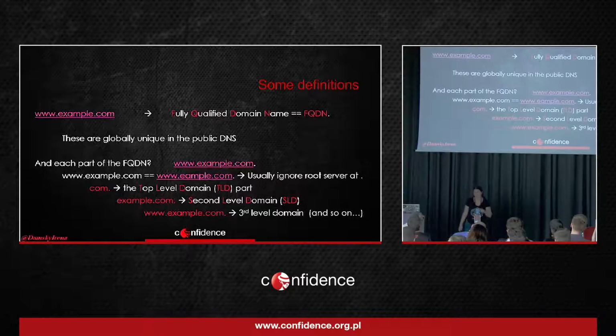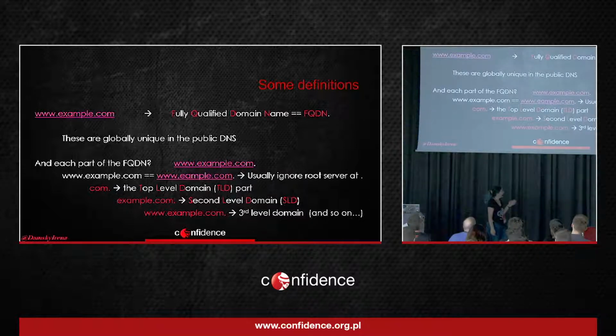Just a few definitions. An FQDN is a fully qualified domain name. Every FQDN is unique in the domain space. So it's only one fully qualified domain name that looks exactly like this. And it has several parts that are a part of every domain name. So going from the end, at the end, you have the dot. It's usually omitted because it represents the root servers, and it's in every domain name, so we don't bother.